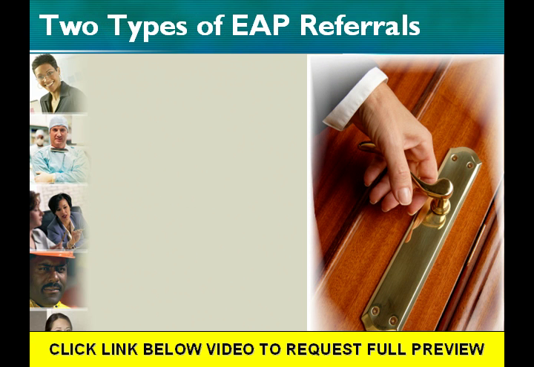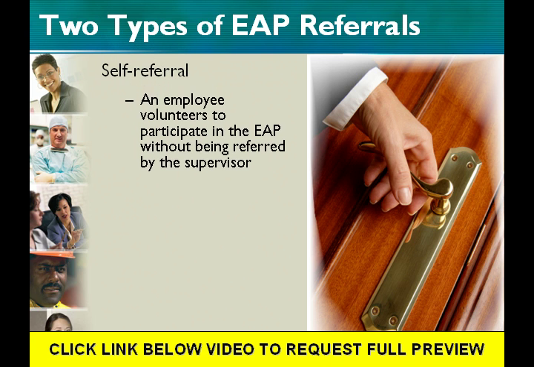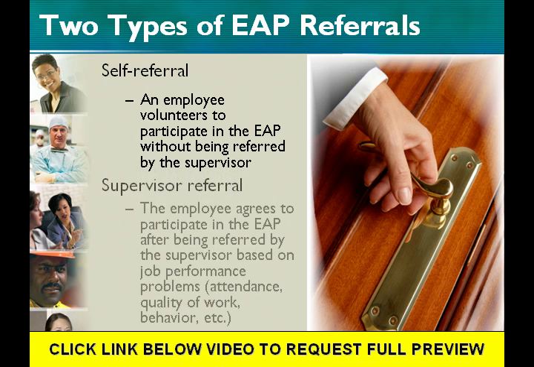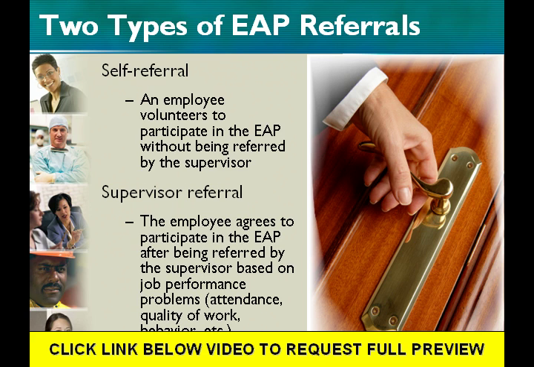There are two types of referrals to an EAP. Self-referral: an employee volunteers to participate in the EAP without being referred by the supervisor. Supervisor referral: the employee agrees to participate in the EAP after being referred by the supervisor based on job performance problems, attendance, quality of work, behavior or conduct, availability issues, etc.